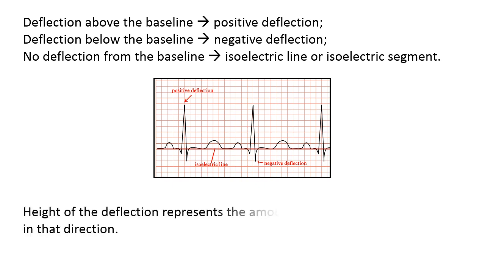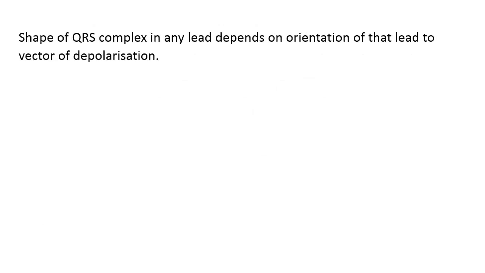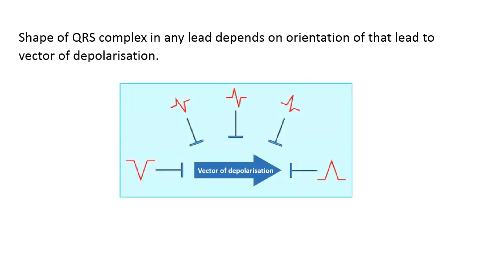Then the height of the deflection represents the amount of electrical activity flowing in that direction. That is, the higher the deflection, the greater the amount of electrical activity flowing towards the lead. This is the basis of finding chamber hypertrophies from ECG, which we will discuss in future videos. The shape of the QRS complex in any lead depends on the orientation of that lead to the vector of depolarization. For example, if the vector of depolarization is in the opposite direction, the wave will be negative. If it is in the same direction, the wave will be positive. And if it is perpendicular to the vector of depolarization, then we will get an equiphasic wave.